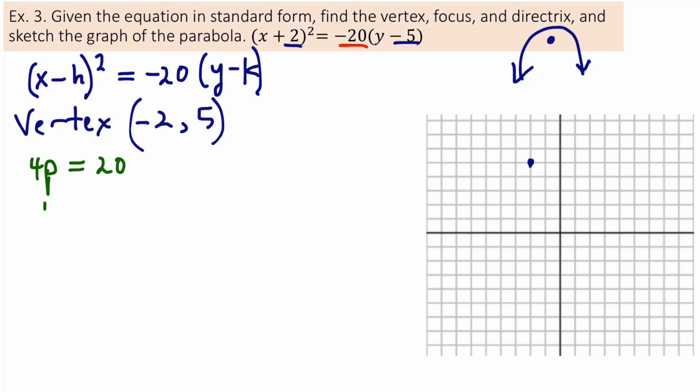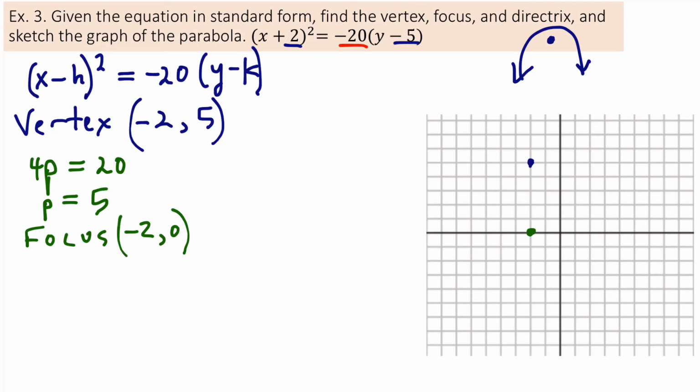So that tells me that p is equal to 20 divided by 4, which is 5. So that tells me where to put my dot for my focus. I've got to go down 5. So that means my focus, if I look at the coordinates of that green dot, is (-2, 0).